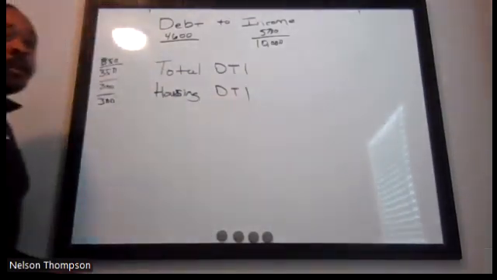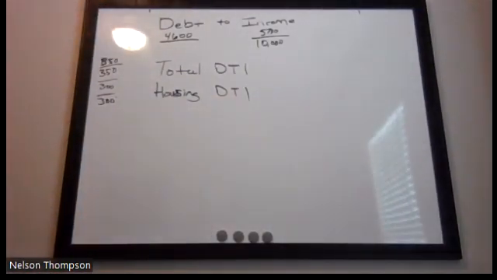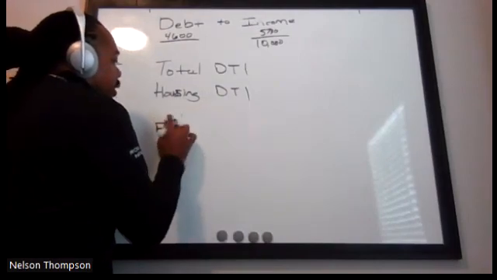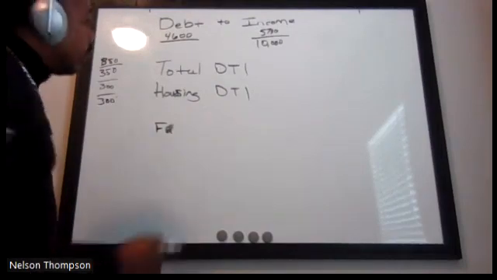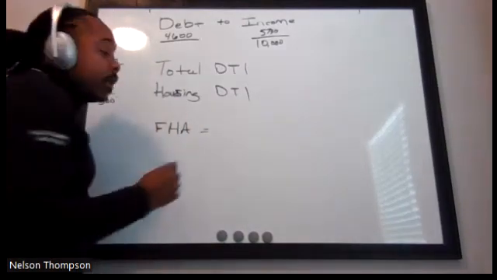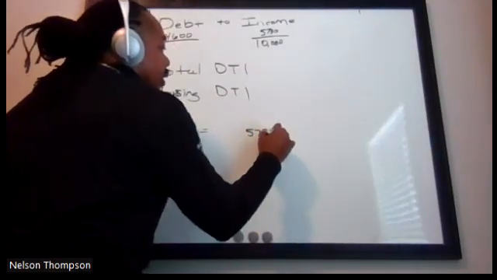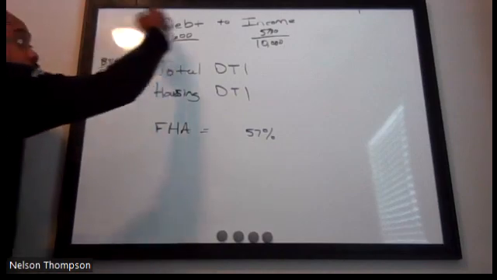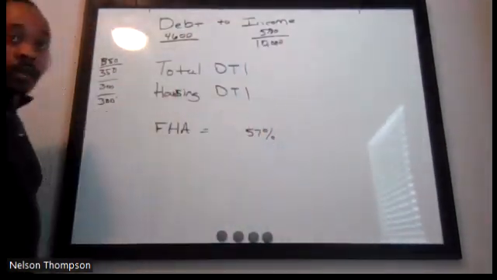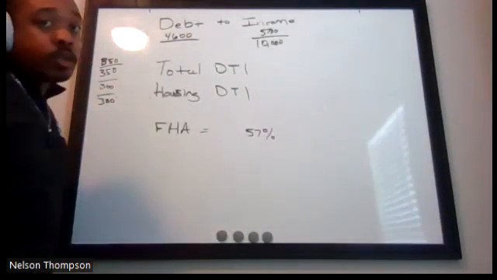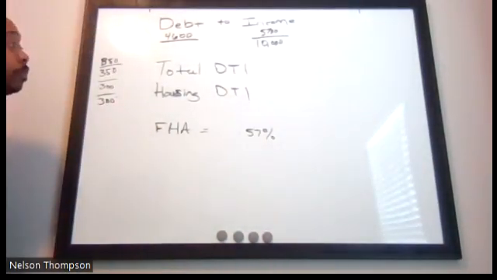Now, let me explain the difference between the total debt to income ratio and the housing debt to income ratio. Let's go back to FHA, because it's fresh on your mind and we just quickly discussed it. With FHA, I stated that they'll go up to 57% debt to income ratio. That is total debt to income ratio: your total debts plus your housing debt. Total debt, housing debt, max 57%, contingent on your credit score. The higher the better.